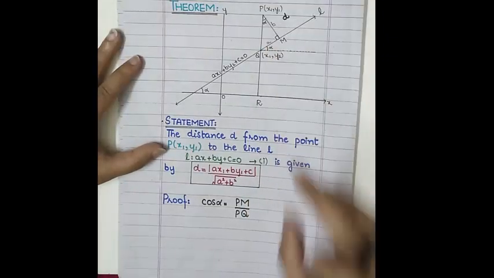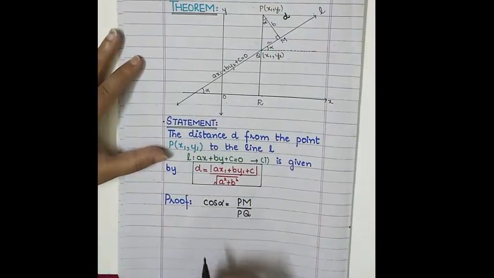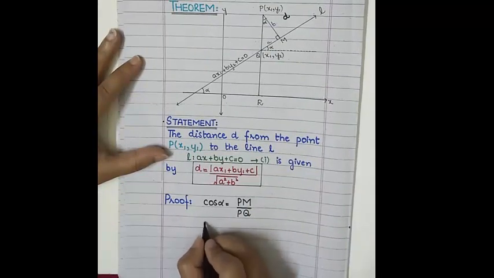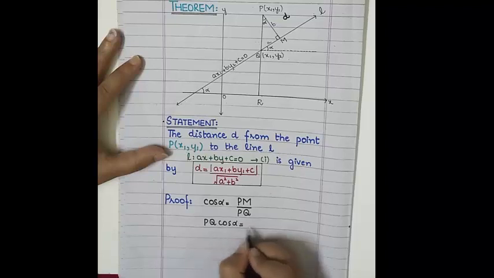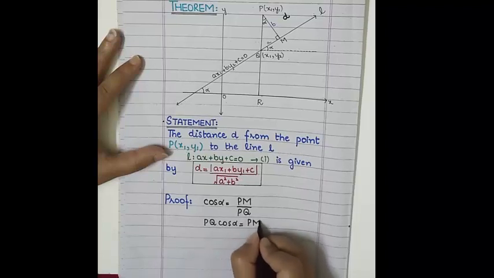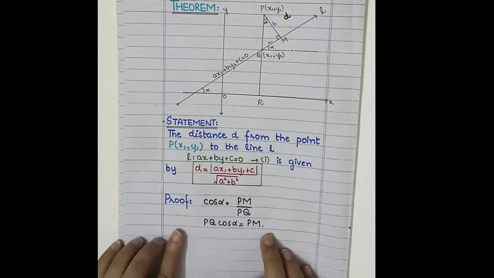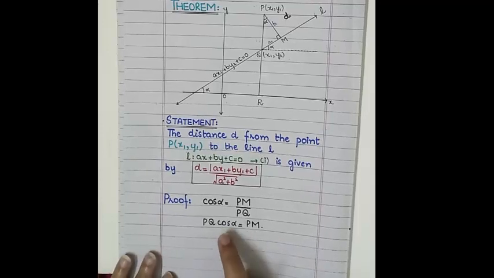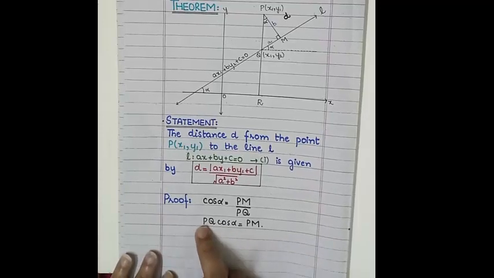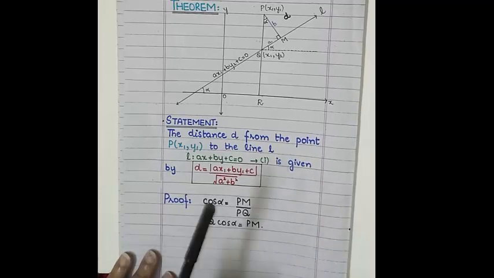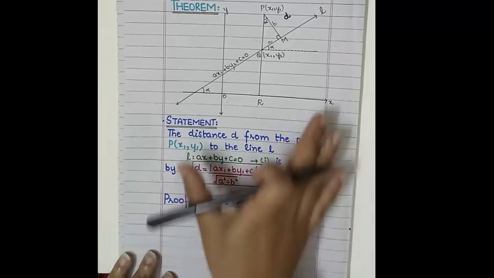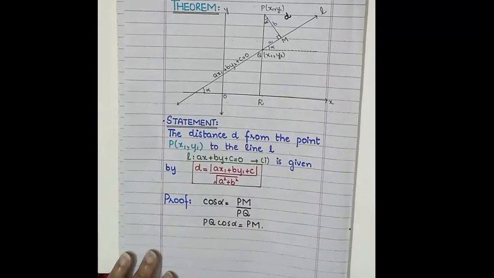But we have to find the side PM, so we will take PQ to the other side of the equality, and we have PQ cos alpha is equal to PM. So it means that we have to find the value of cos alpha and PQ so that we can put them in this form and get the result, which is this theorem. So first we will write the construction of this coordinate system.